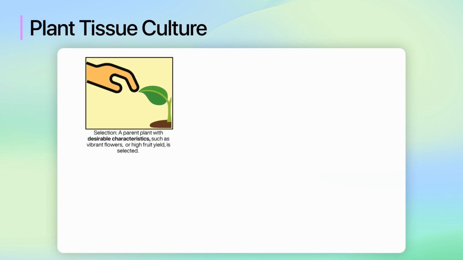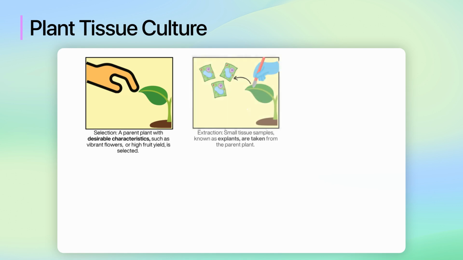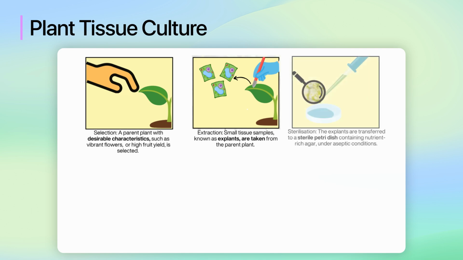Here's a detailed look at the process of plant tissue culture. First is selection. A parent plant with desirable characteristics, such as vibrant flowers, unique leaf shapes, or high fruit yield, is selected. Next is extraction. Small tissue samples, known as explants, are taken from the parent plant. In the sterilisation stage, the explants are transferred to a sterile petri dish containing nutrient-rich agar. This is done under aseptic conditions to prevent contamination by microorganisms.